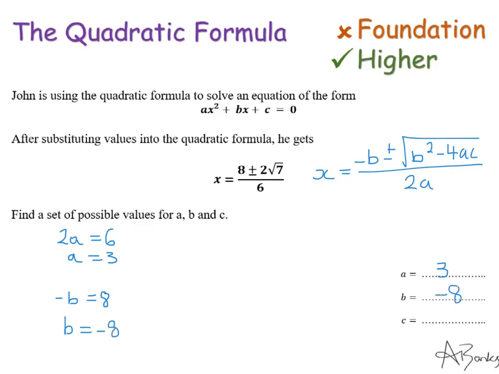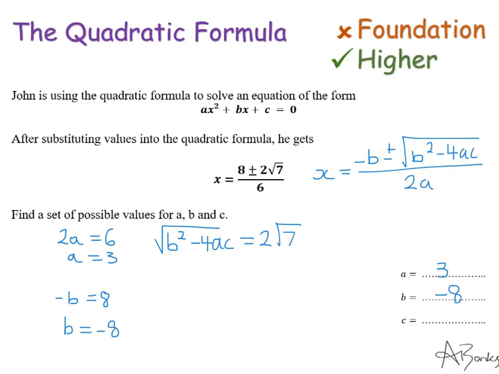It's finding c that is the really tricky bit. Now we see the only time that c appears is underneath this square root here. This is where c is. So we must do something with this bit and comparing it to this bit here. So I'm going to write that out first, that the square root of b squared minus 4ac equals 2 root 7. And now we've got to find out what c is from this.